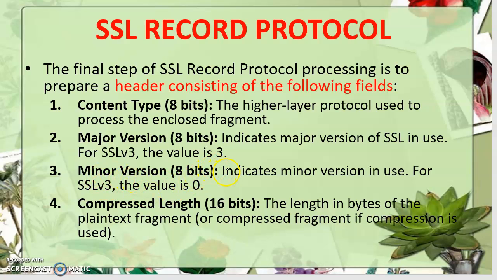Minor version, that is 8 bits, indicates the minor version in use. For SSL version 3, the value is 0. Compressed length, 16 bits, is the length in bytes of the plain text fragment, or of the compressed fragment if compression is used.